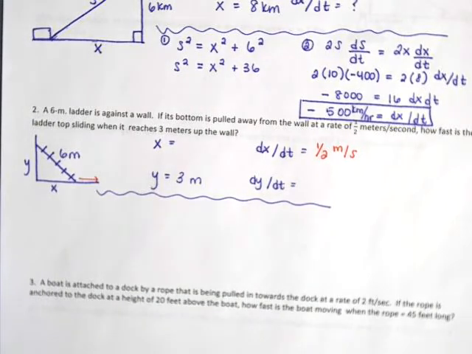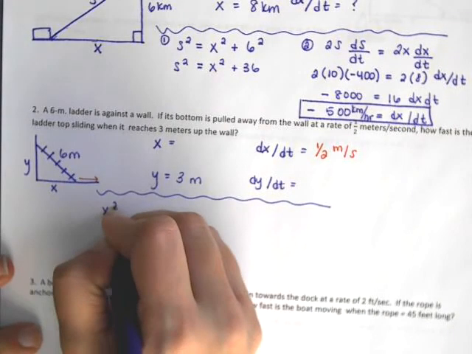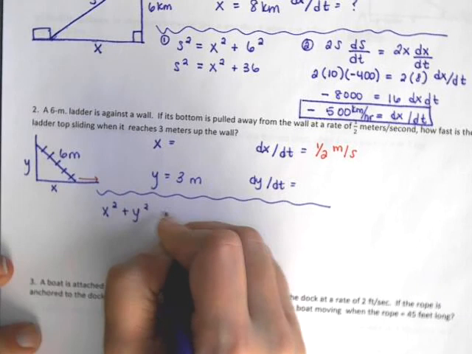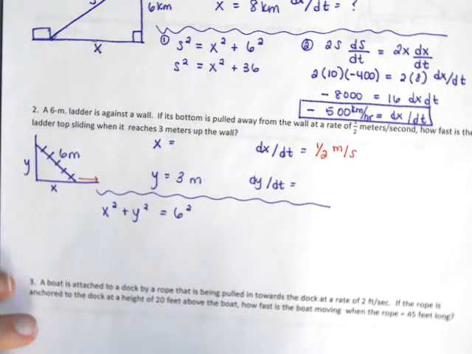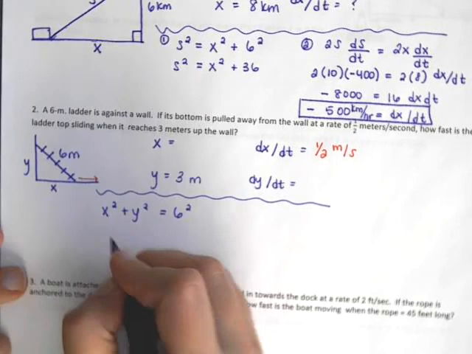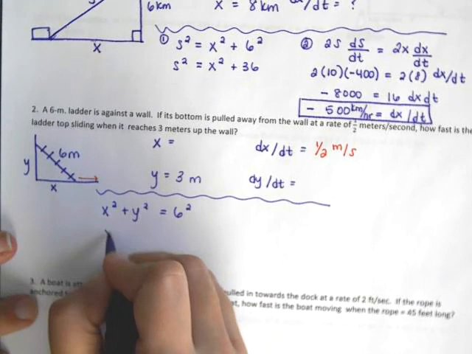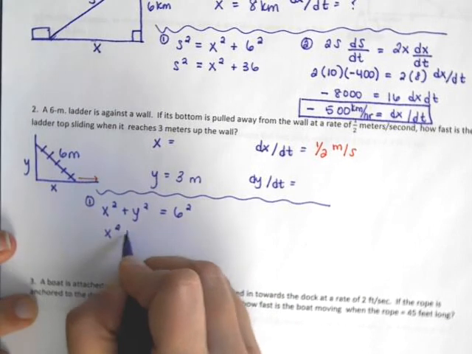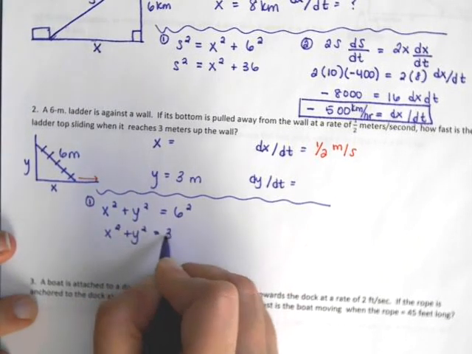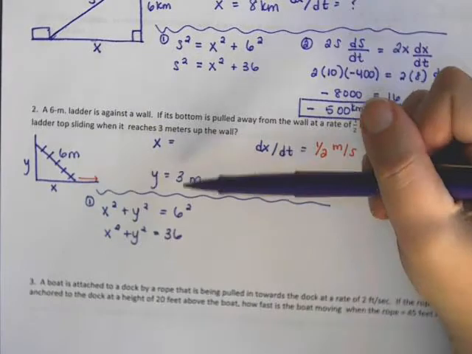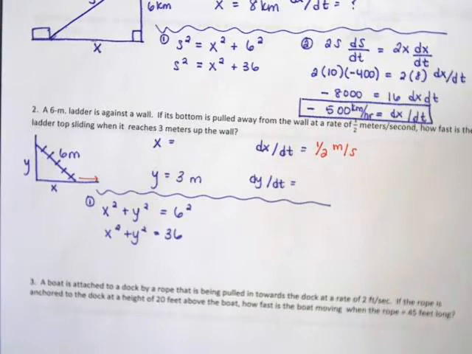Now I know that an equation that relates these variables is x squared plus y squared equals 6 squared, which is the Pythagorean theorem. Let's simplify it a little bit: x squared plus y squared equals 36. And let's go ahead and use the number 3 and see if we can calculate the x value.